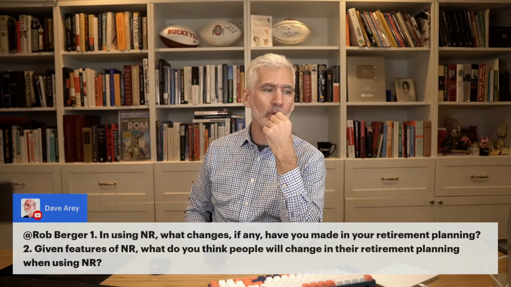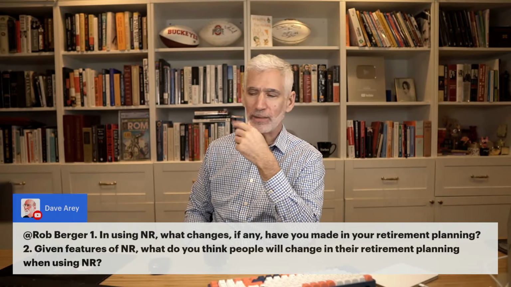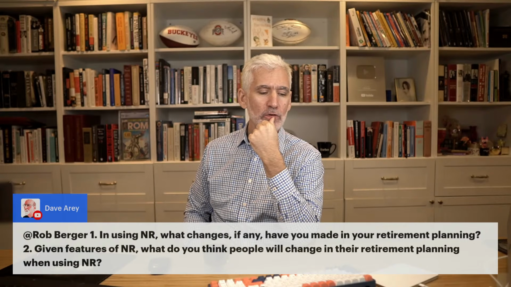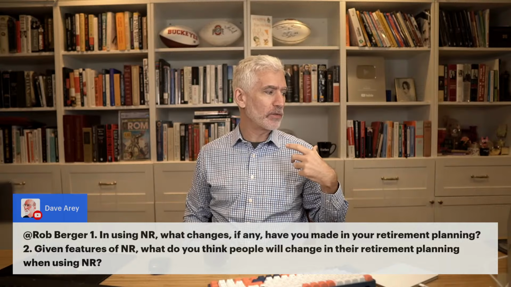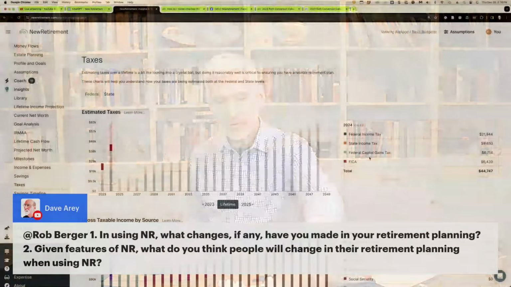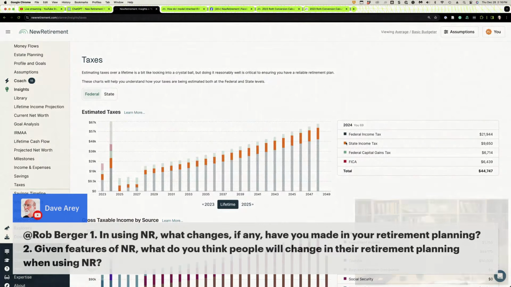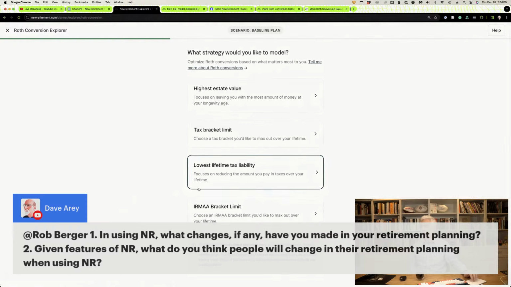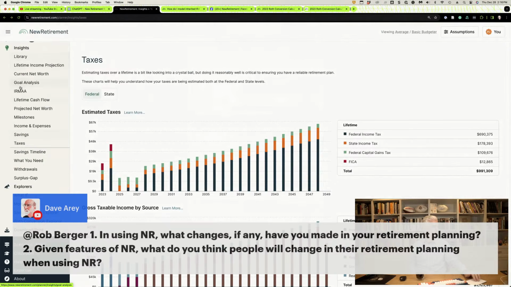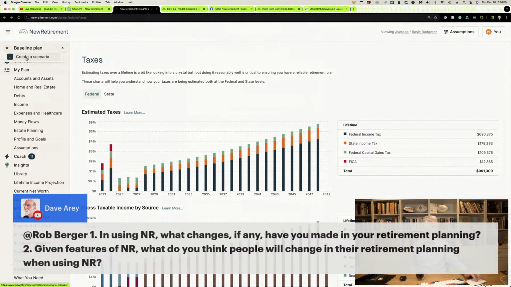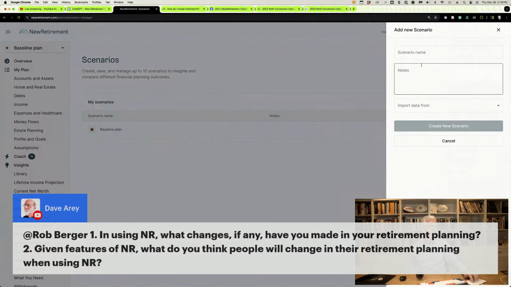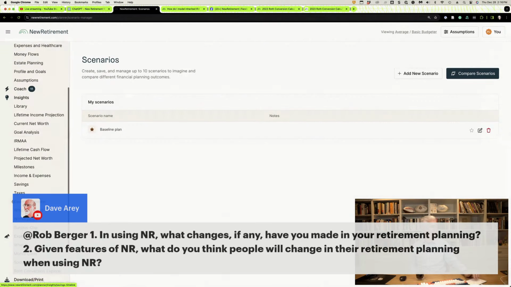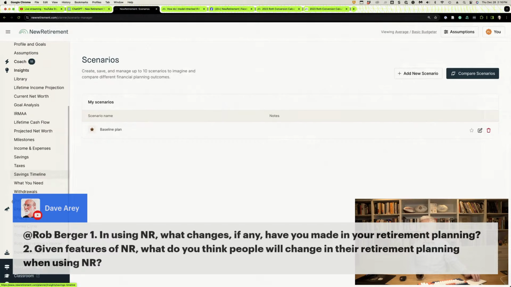I will say that I will use the tool when it comes to Roth conversions, and I'm sure we'll talk about that, to model my plan. I personally don't get a lot out of this Roth conversion explorer, which I'm sure someone's going to ask me about. It's interesting to look at, but I actually find it better to create a new scenario. You can add a scenario, and then go through and manually put Roth conversions in based on tax brackets. So I can walk through that, and I will use this tool for that purpose.